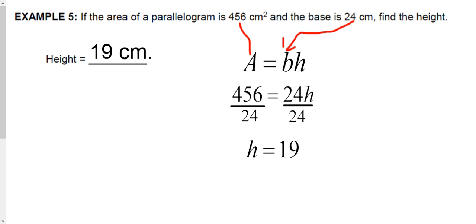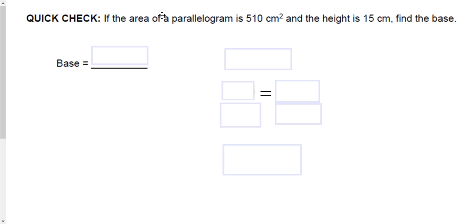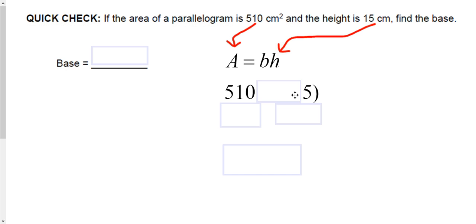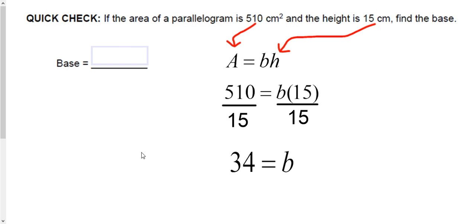The last one, similar. It gives the area is 510 centimeters squared, and the height is 15. Find the base. So we're still using this formula, substituting 510 in for A since it's the area, and 15 in for H, the height, and we'll solve for B. So again, since this is multiplication, we'll divide to undo it. Divide by 15. And we end up with B, the base, is 34 centimeters.